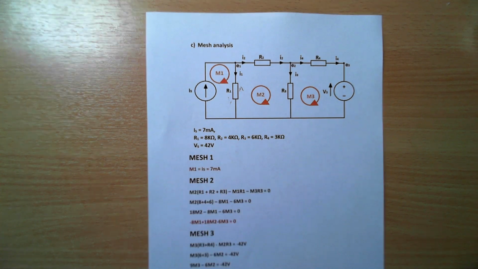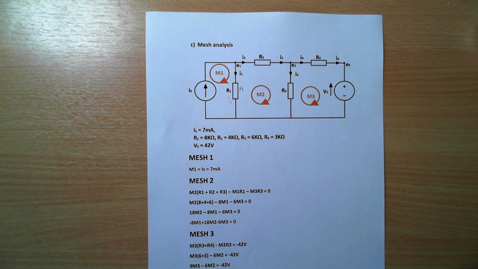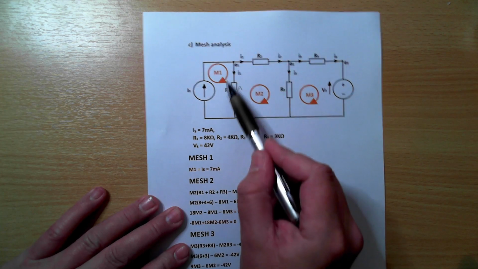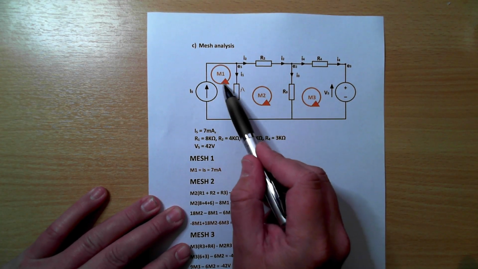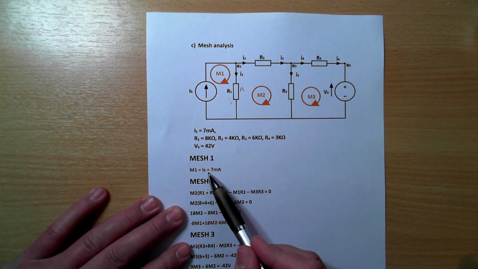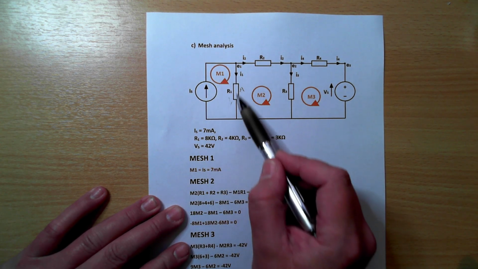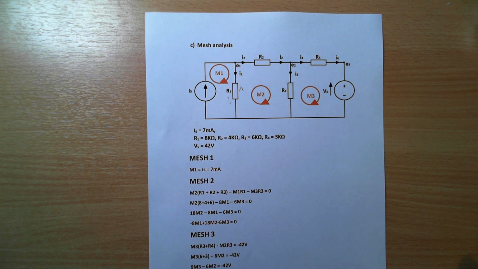Now let's look at solving I2, or the current through R2, with mesh analysis. So mesh 1 has only got one current in it, and that is IS. So M1 equals IS, which is 7 milliamps, and that 7 milliamps will just run through R1, that's fine.